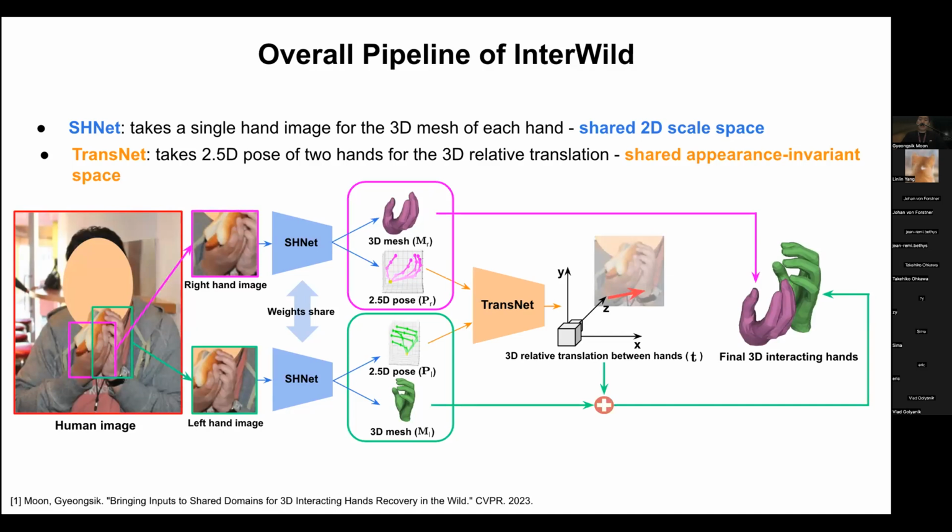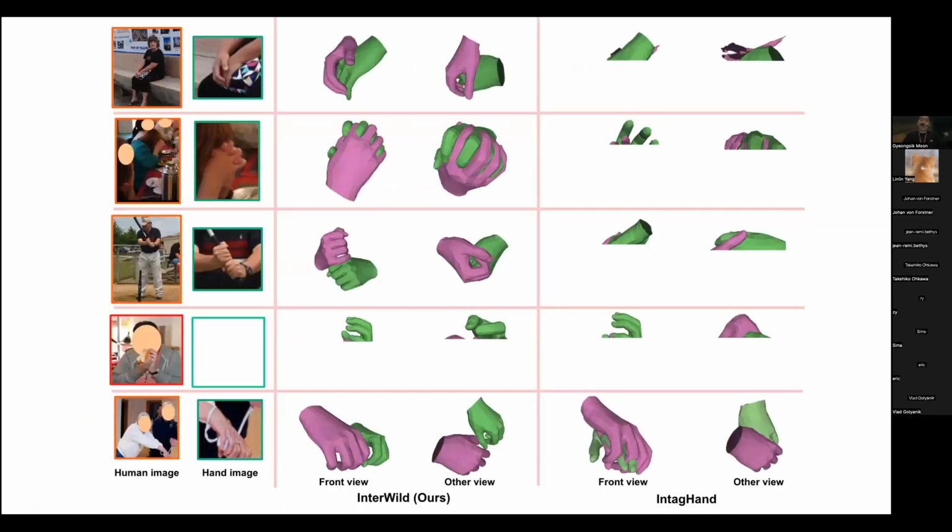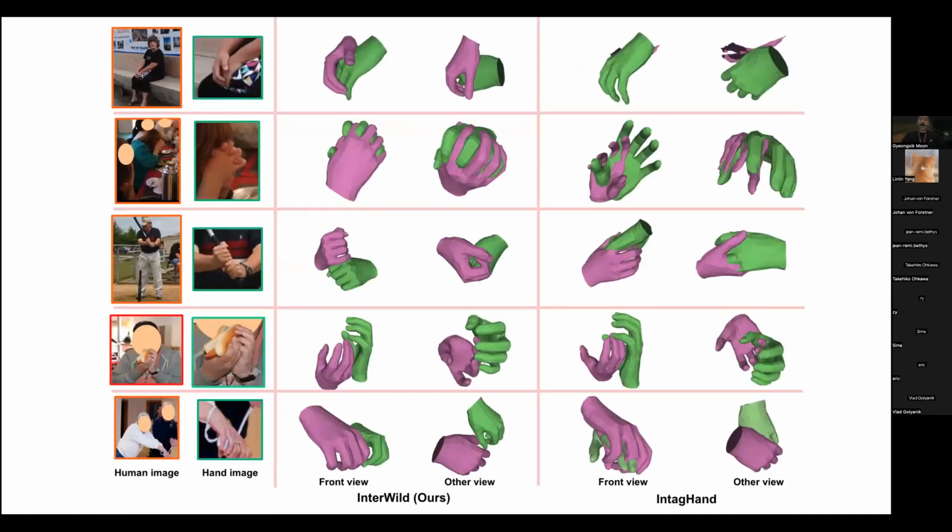Final interacting hands is obtained by moving the left hand mesh using the estimated relative translation between two hands. And this qualitative result shows the effectiveness and robustness of our approach. So this second row is an interesting example.